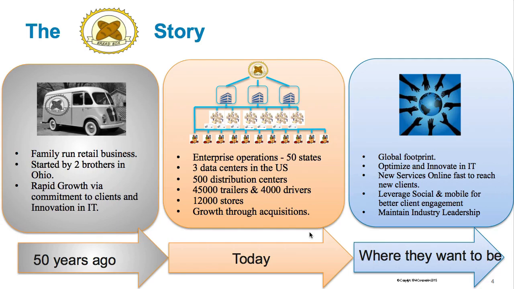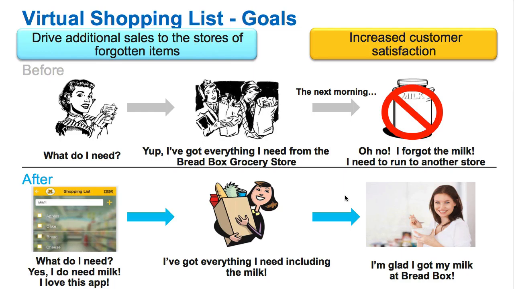But still, they want to do better. They want to be leaders in their industry. They want to engage more with customers, to get newer customers, as well as get customers to spend more money on each visit. One project at Breadbox Groceries is an engaging customer mobile application called Virtual Shopping List, whose goal is to drive additional sales and increase customer sat.